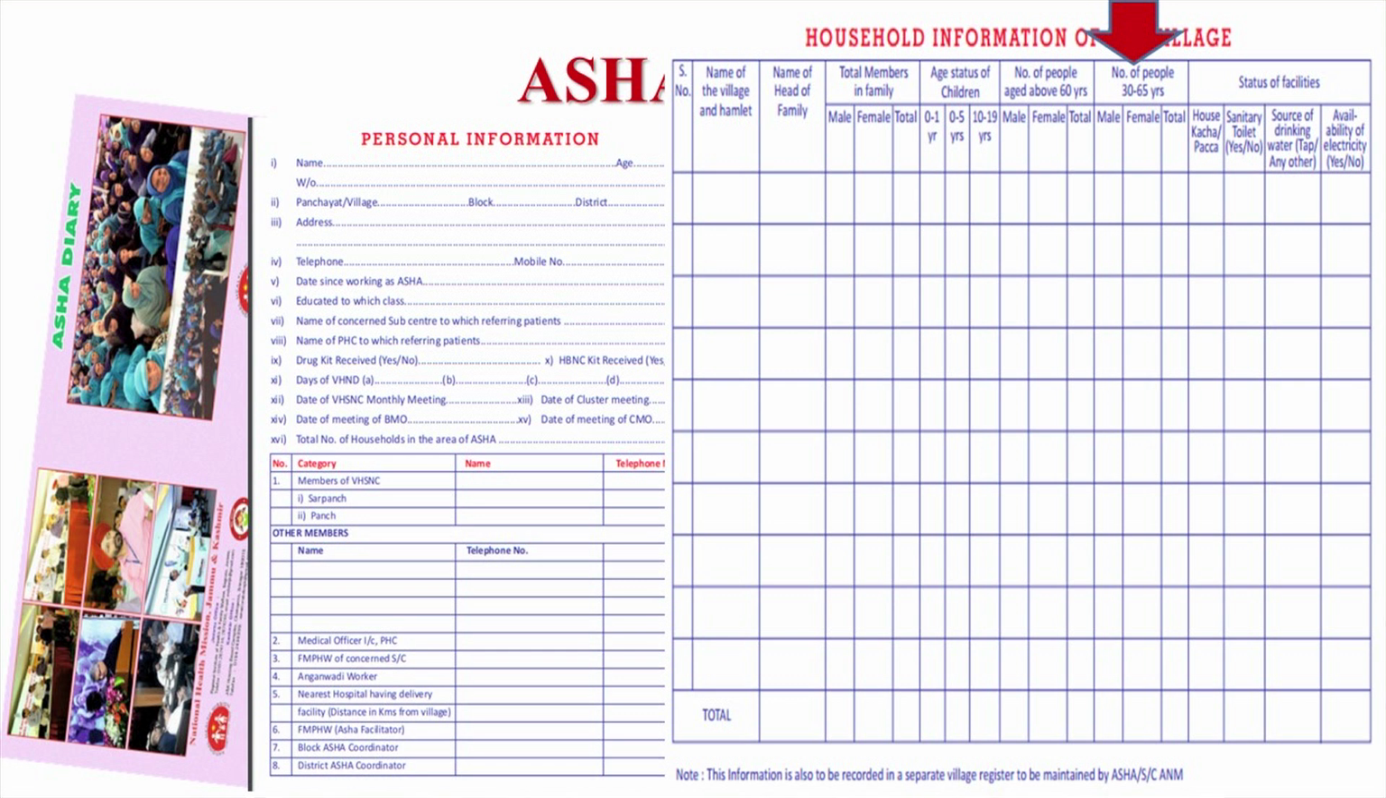So the first segment talks about personal information, where you have the name. That means you need to fill in the name of the patient, the age of the patient, and which village or panchayat they belong to, the block, the district, then their address, and if they are carrying any mobile number or contact number. Then the date since the ASHA worker is working with them. I mean, the date since she is helping that family.